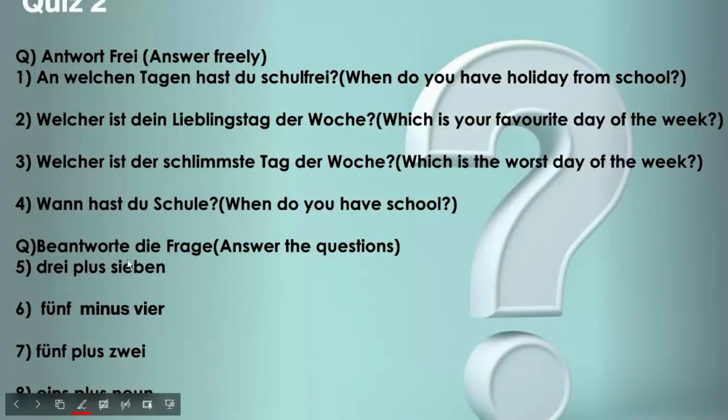Now, let's have a look at these questions. Beantworte die Fragen. Answer the questions. 3 plus 7. Now, what is 3 and 7? Okay. So, 3 plus 7 is equal to 10. Now, 10 in German is zehn. So, the answer will be zehn.